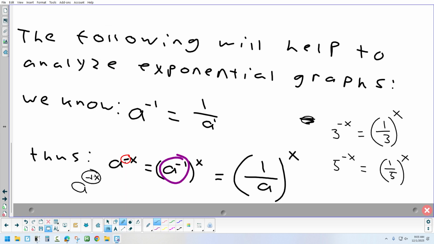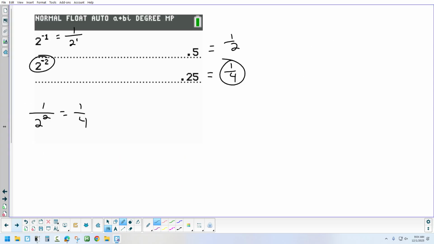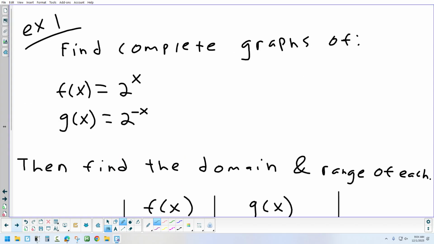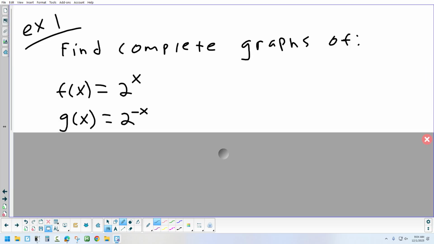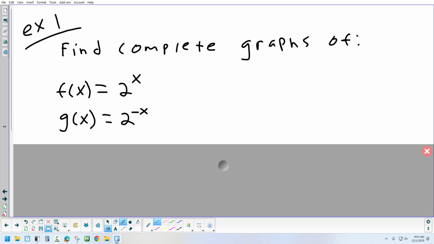Okay. Any question on that? All right, so let's look at this. Okay, I want to graph each of those. How could we fix 2 to the negative x?